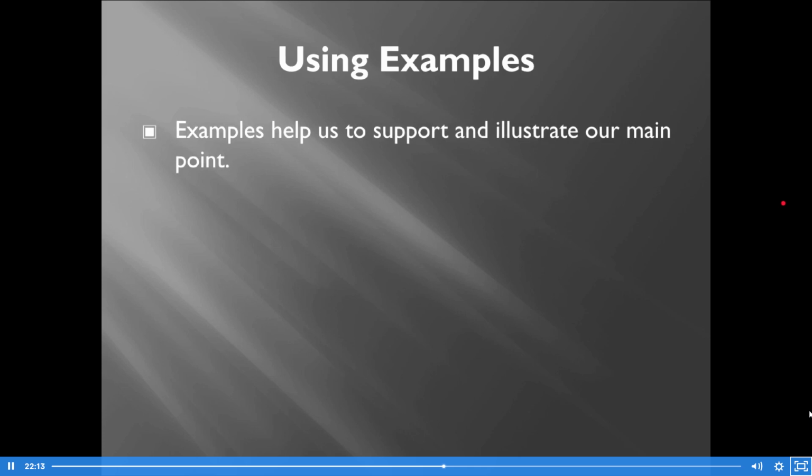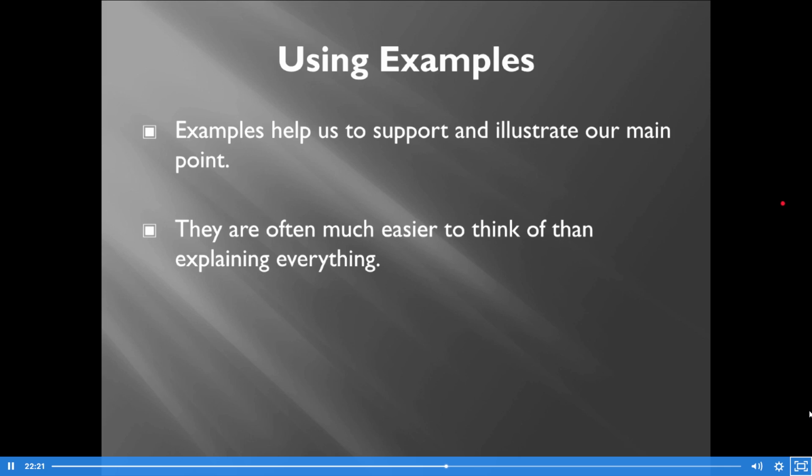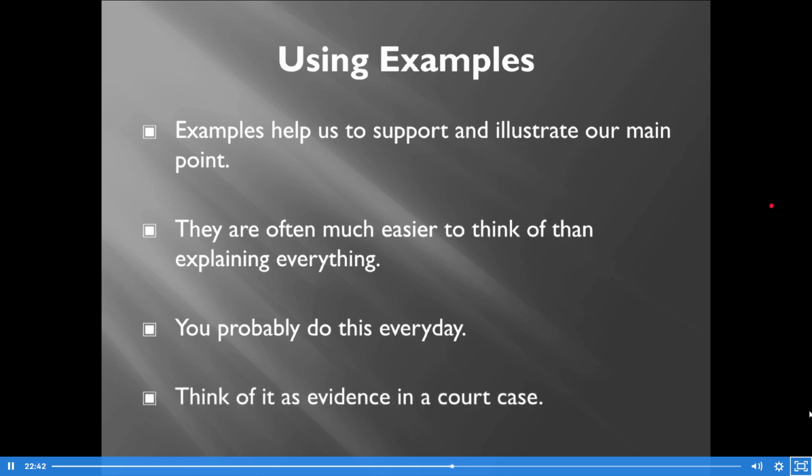So, using examples. Examples help us to support and illustrate our main point. They are often much easier to think of than explaining everything. And you probably do this every day when you're speaking to someone. So especially if you're speaking to your friends, your family, and they don't understand something, or you're having a debate with them and they don't agree with you, you might use an example to help them understand. And a better way of thinking of examples is not to think of it as "I need to think of an example," but think of it as evidence. Provide evidence as to why your main point is true.